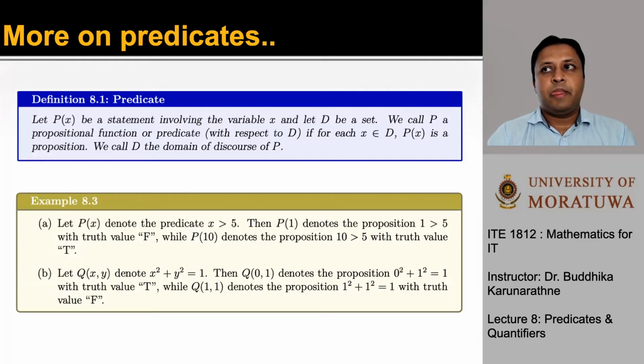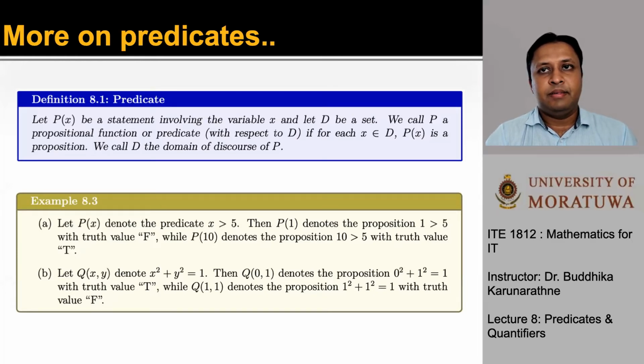So moving on with further information about predicates, let's start by formally defining a predicate. Let P(x) be a statement involving the variable x, and let D be a set. We call P a propositional function or predicate with respect to D if for each x in D, P(x) is a proposition. All right. So we call D the domain of discourse. We'll take an example to understand it better.